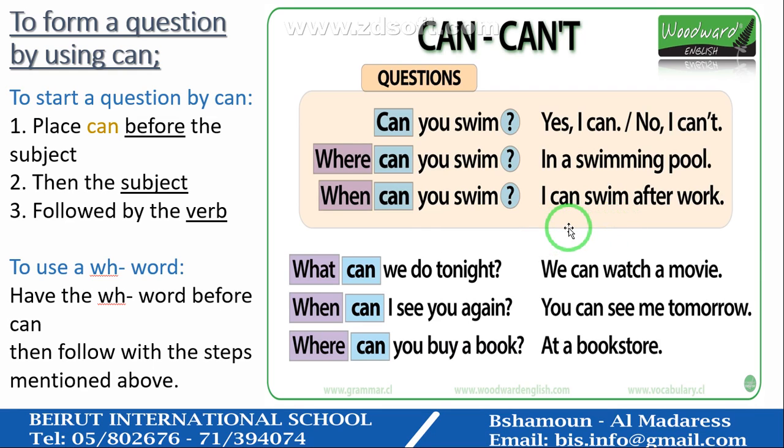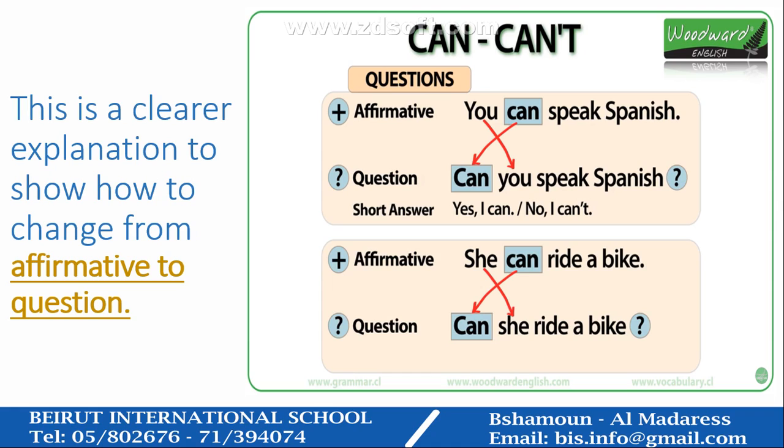So as we said, to form a question, move can from after the subject to before the subject, and then put the verb after the subject and the object. And whenever you have a WH word, put the WH word before the can. Here also, it's a clearer way to change a sentence from affirmative to question.